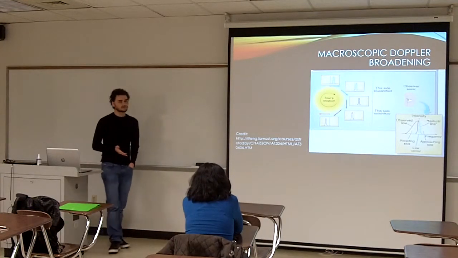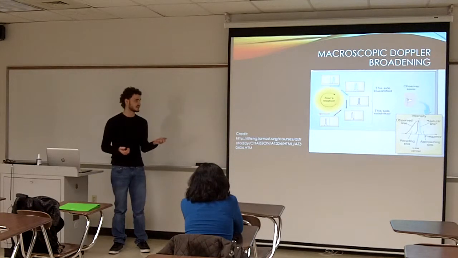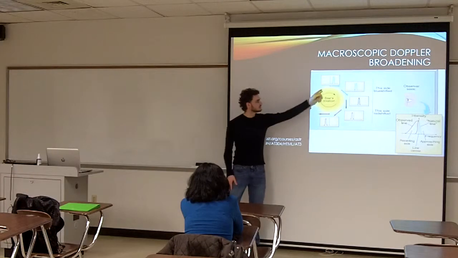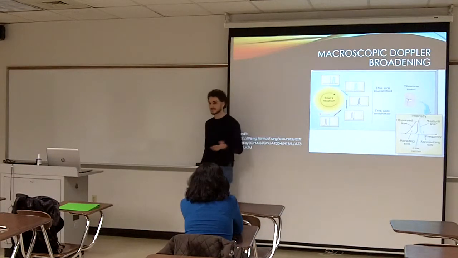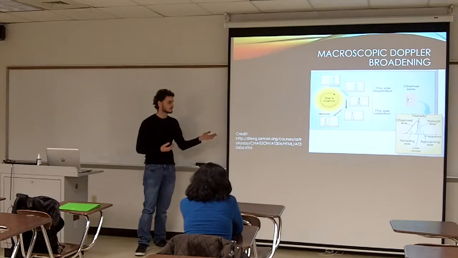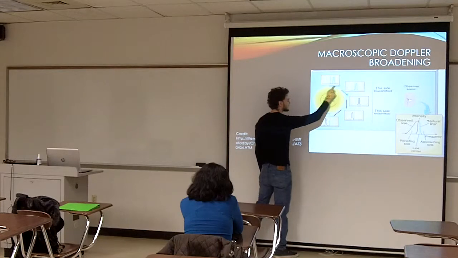Now basically, if different parts of your emitting body have different velocities relative to your line of sight, then as this diagram shows, as they're coming towards you, the light will appear to be blue shifted, and if you look at the side that's rotating away, the light will appear to be red shifted, and it will shift the center of your line as such.